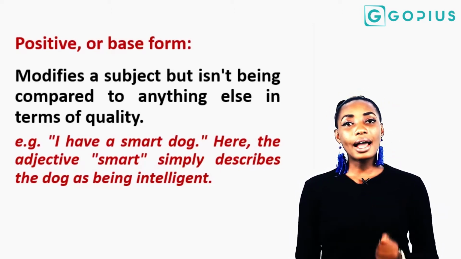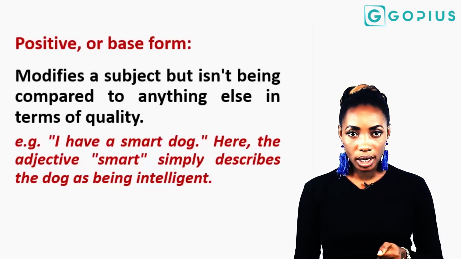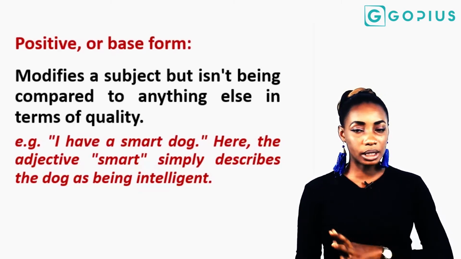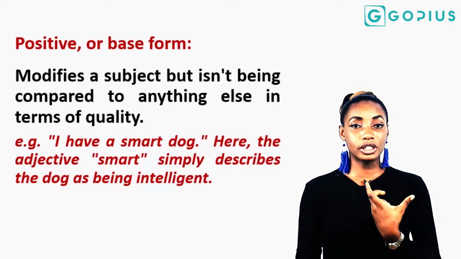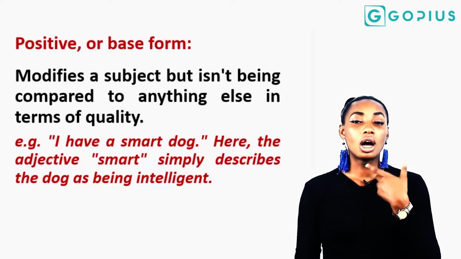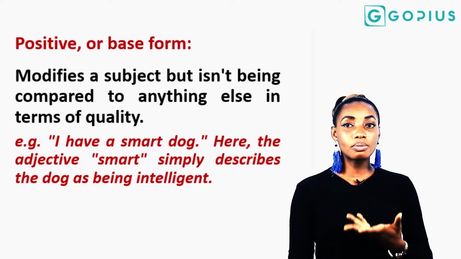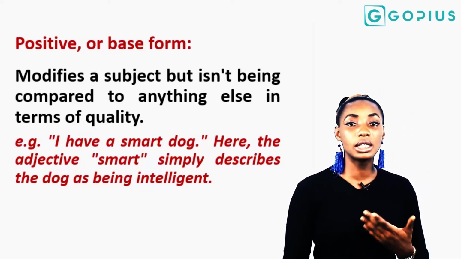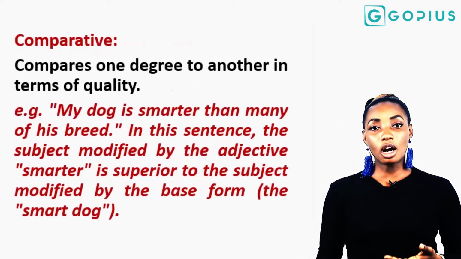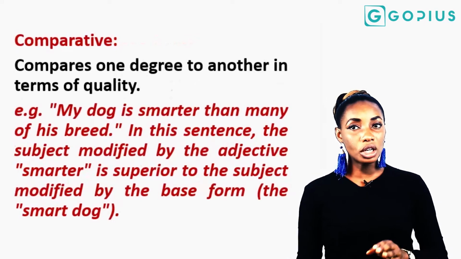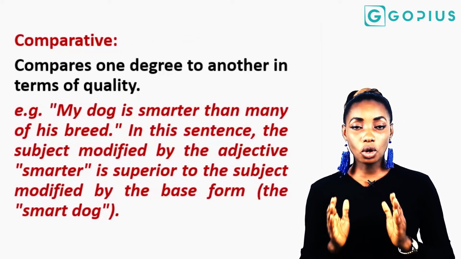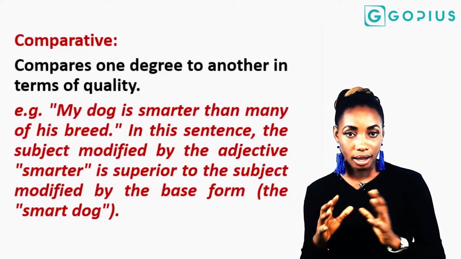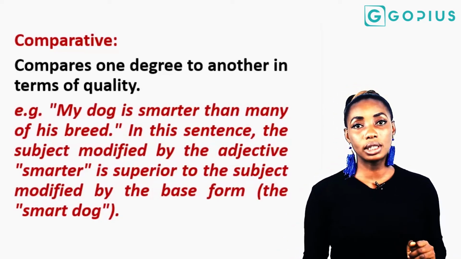For example, I have a smart dog. You're not comparing to anybody. You're just making a statement. My dog is smart. That is an adjective you have used to qualify the dog: smart. Here, the adjective smart simply describes the dog as being intelligent. For the comparative, this compares one degree to another in terms of quality.